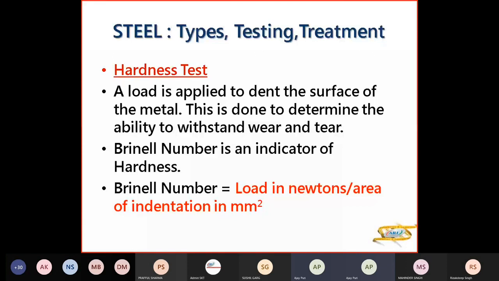Like you have pencil, how many HB pencil, that is a hard pencil. So Brinell number is an indicator of hardness. It is a load in newtons divided by area of indentation in millimeters square.